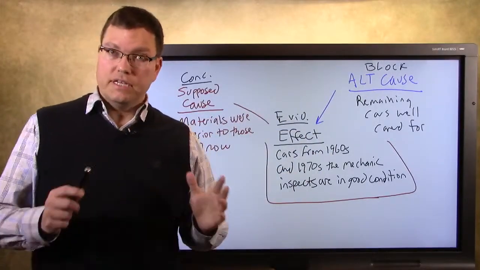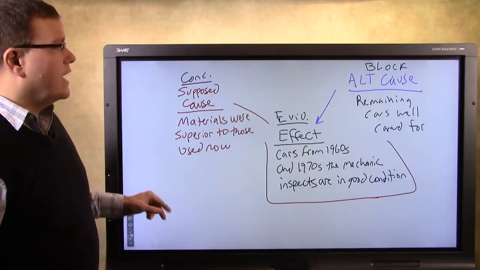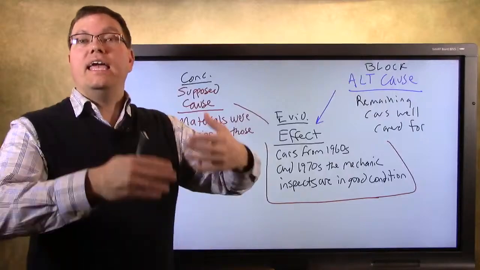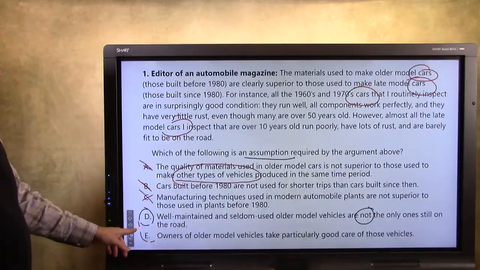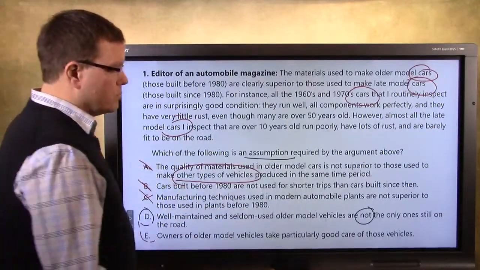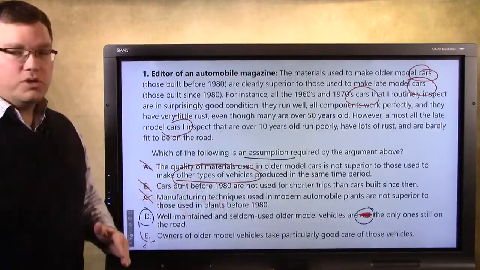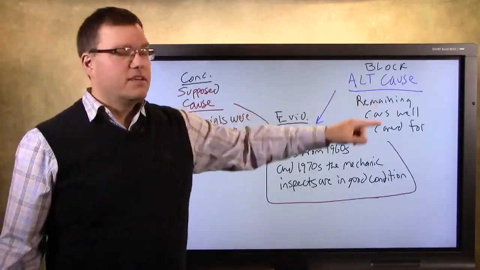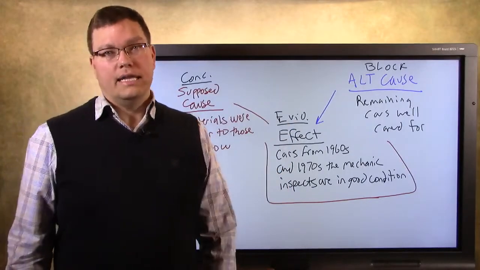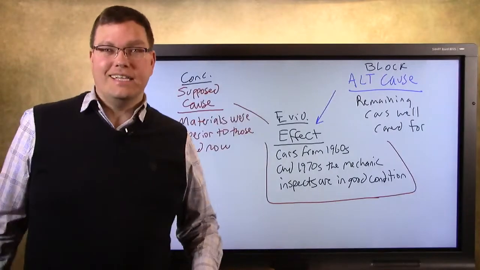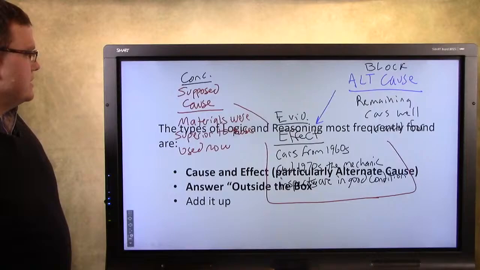Okay? And remember, with an assumption question, you can also negate the answer choice, and the answer choice that becomes a weaken when it's negated is the correct answer. So if I was to negate answer choice D, well-maintained and seldom used older model vehicles are the only ones still on the road, this would now become the alternate cause, right? So when negated, the correct answer will weaken on an assumption question. So I can see why a lot of you guys said that assumption questions are the most difficult, because they absolutely do bring us an aspect.